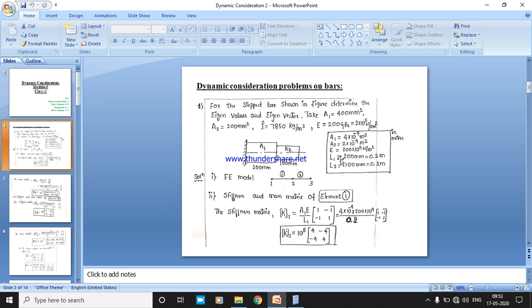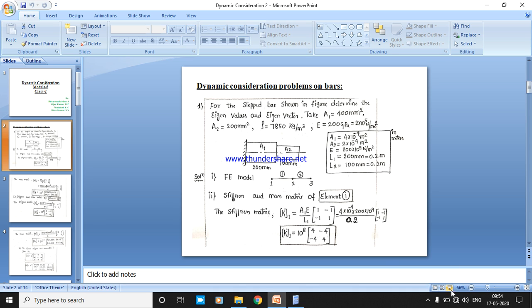So Young's modulus becomes 200 into 10 raised to 9 Newton per meter square. A1 is 4 into 10 raised to minus 4 meter square, and A2 is 2 into 10 raised to minus 4 meter square. The lengths are given as 200 mm, so 0.2 meter, and 0.1 meter.